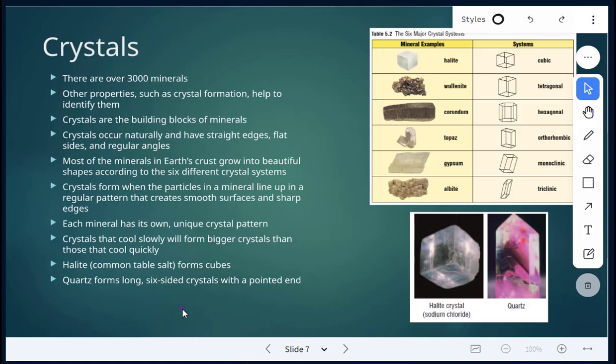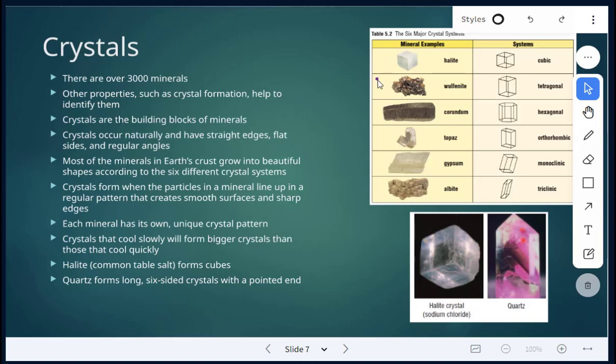So most of the minerals in Earth's crust, they grow into these beautiful shapes according to the 6 different crystal systems. So crystals, they form when the particles in a mineral line up in a regular pattern that creates these smooth surfaces and sharp edges. So each mineral will have its own unique crystal pattern.